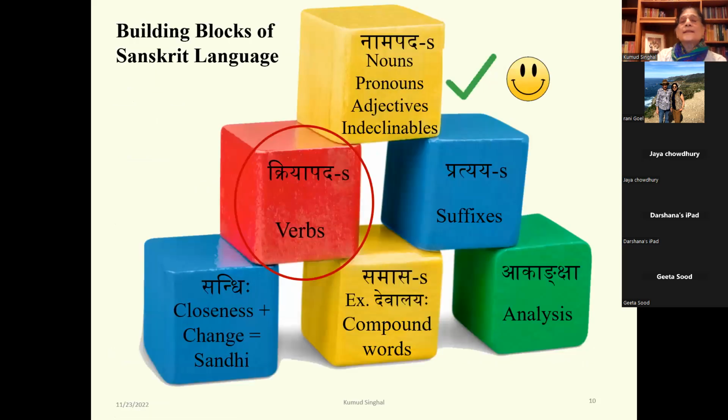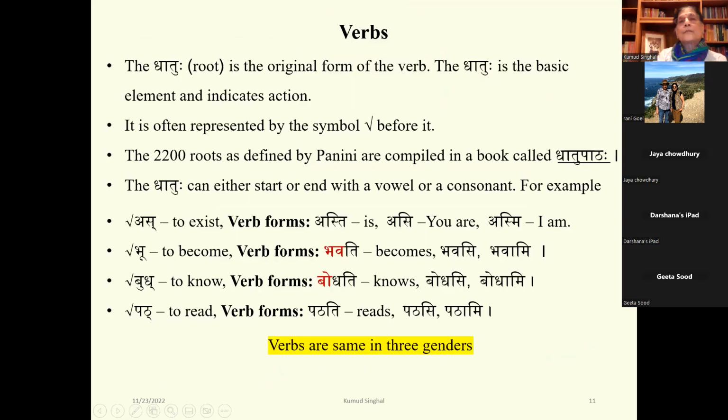So this completes the brief introduction of the first block of the Sanskrit language, which is the name forms or the nouns, pronouns, and so on. So now we are going to move to the verb forms or kriyapadas. Verb forms. So the dhatuhu or a root is the original form of the verb. The dhatuhu is the basic element and it indicates action.